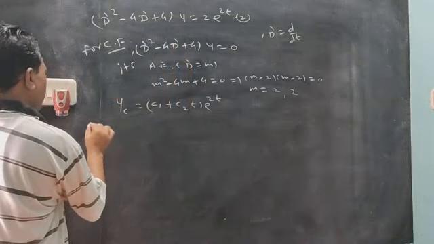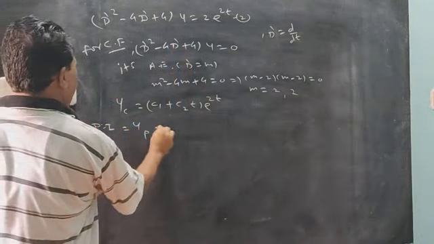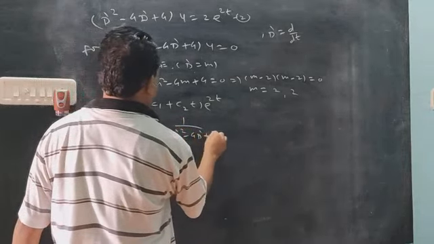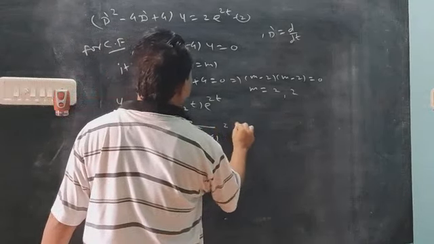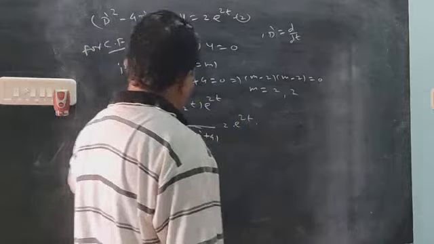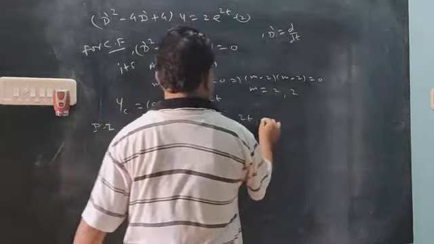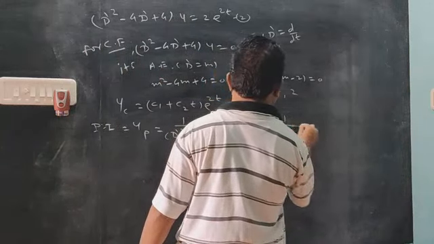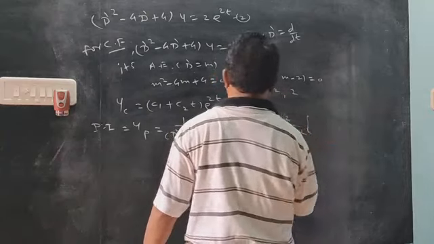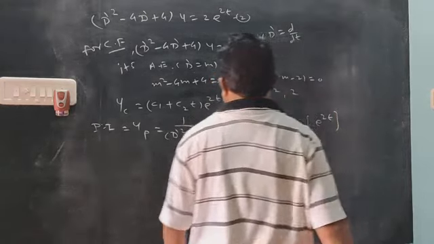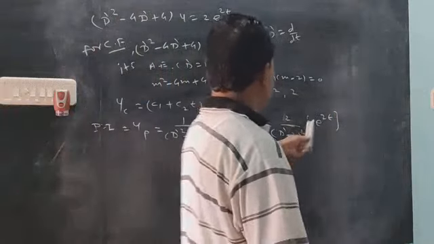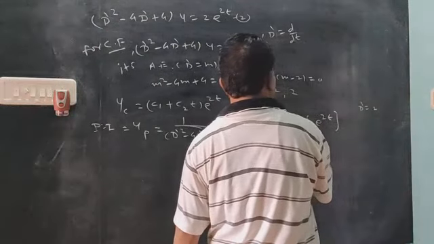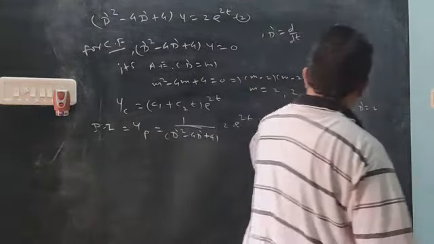Now the particular solution, the particular integral: y_p = 1 over the operator times the right side function, that is 1/(D' − 2)² times 2e^(2t). Here it is a repeated factor. For the exponential case, D' = a; putting D' = 2 gives 2 − 2 = 0, so the first case fails.